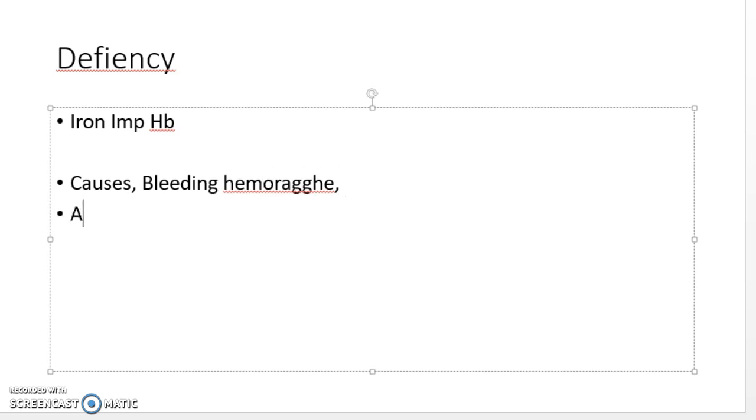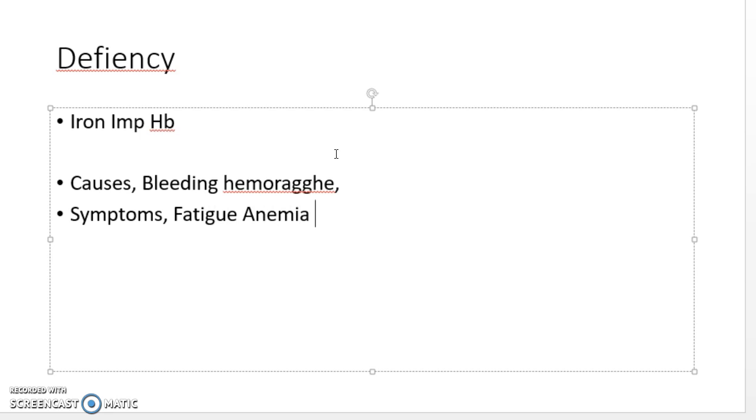And I want to talk about the symptoms. What are the symptoms that involve iron deficiency? Well, the symptoms would be that you would, of course, have fatigue. You'd be fatigued, and also anemia, because iron deficiency can cause microcytic anemia.